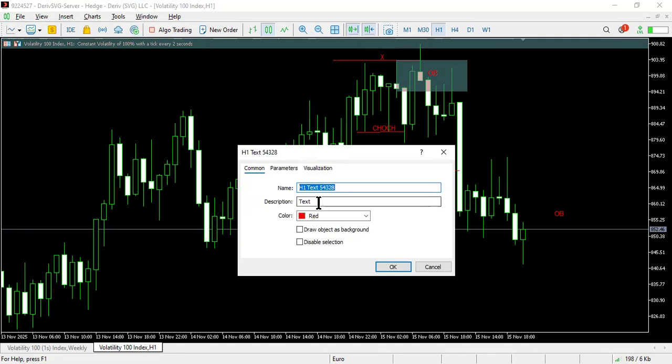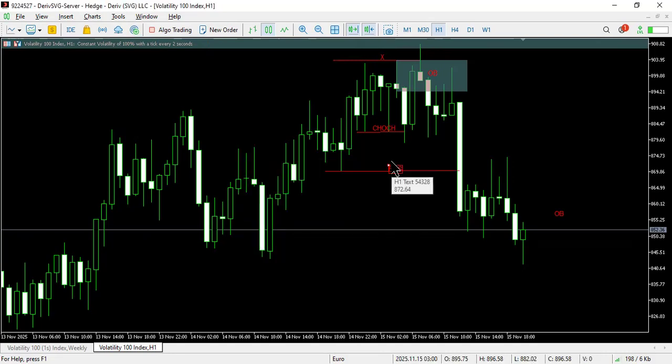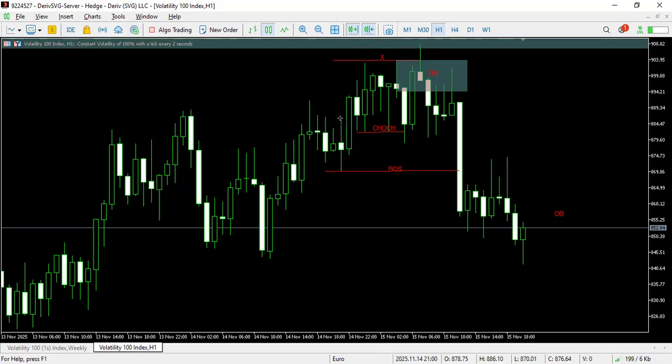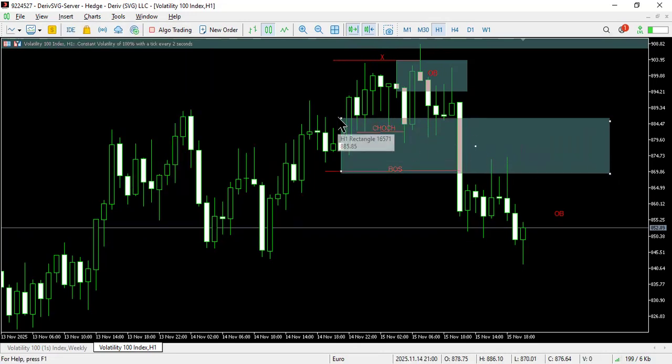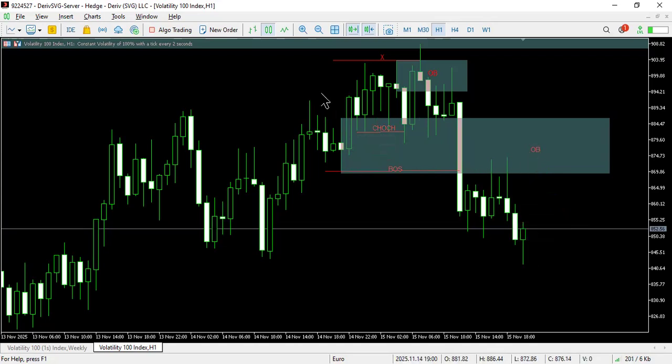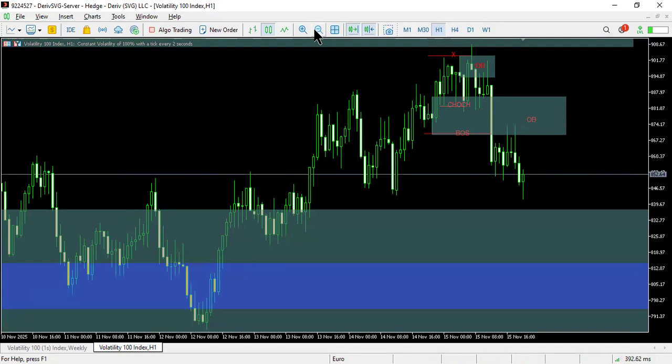So that is our break of structure, and then the order block which caused that break of structure is that order block where price has just stepped in and we are pushing to the downside.